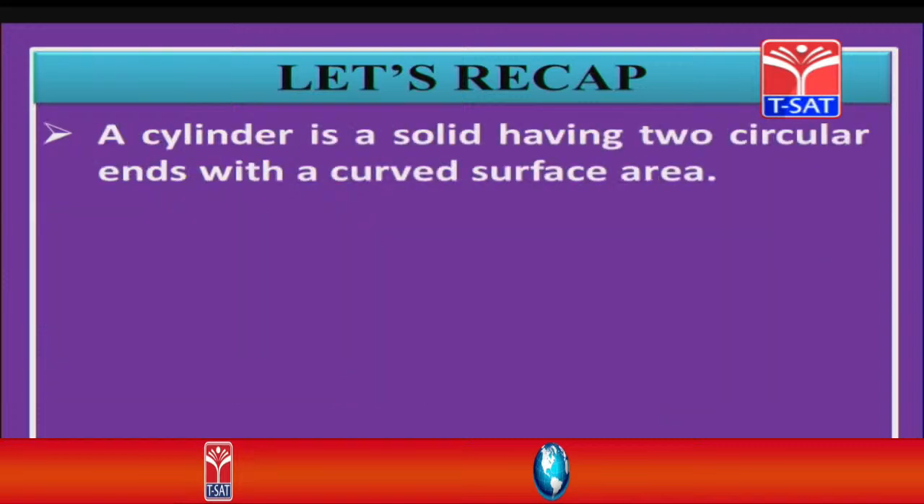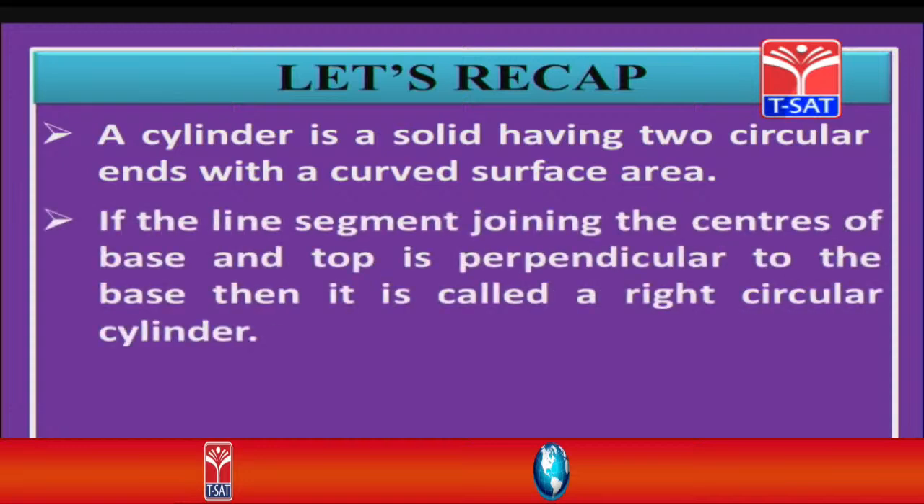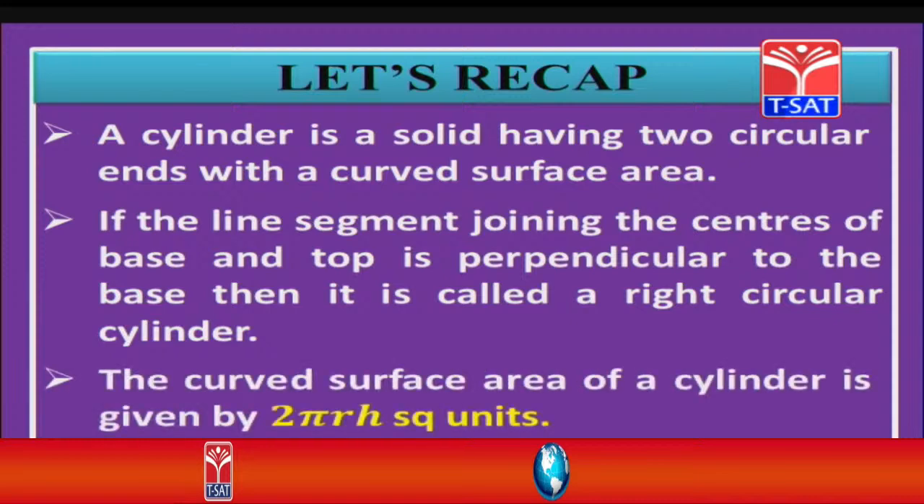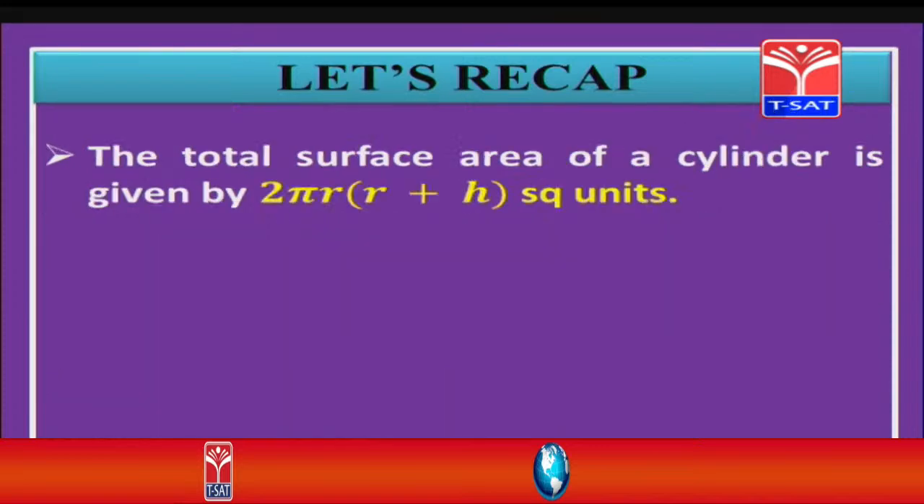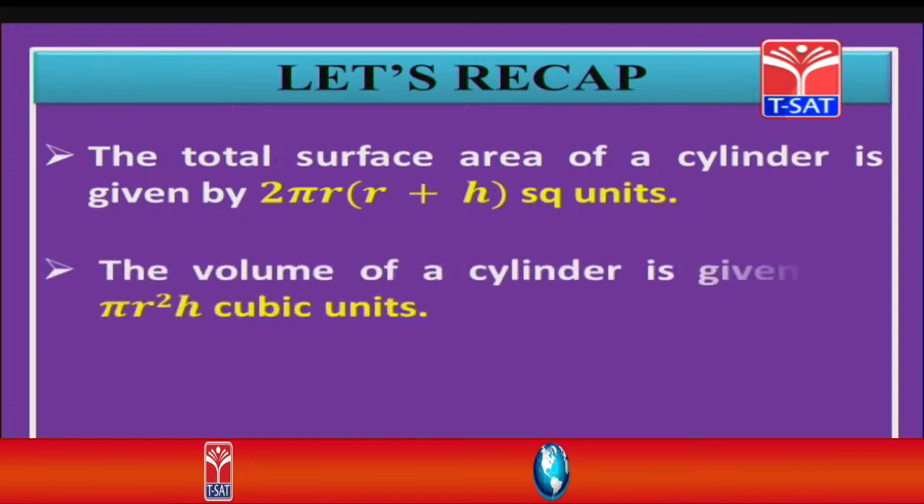A cylinder is a solid having 2 circular ends with a curved surface area. If the line segment joining the centers of base and top is perpendicular to the base, then it is called a right circular cylinder. The curved surface area of a cylinder is given by 2 pi r h square units. The total surface area of a cylinder is given by 2 pi r into r plus h square units. The volume of a cylinder is given by pi r square h cubic units.